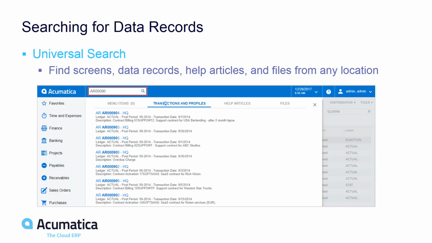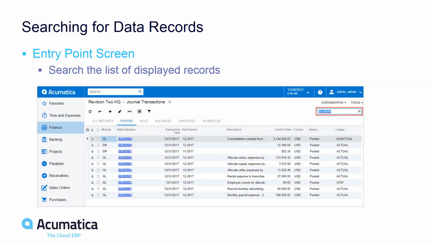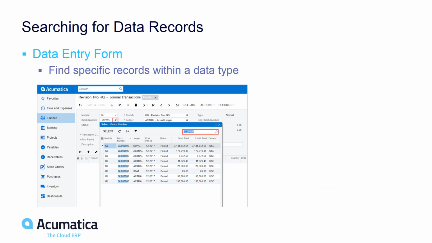There are two other ways to search for specific data records. On an entry point screen, you can search the list of displayed records in the search bar in the upper right of the screen. On a data entry form, you can search for a specific record of this data type by clicking the magnifying glass on the reference number field. This opens a dialog box where you can search for a specific record.